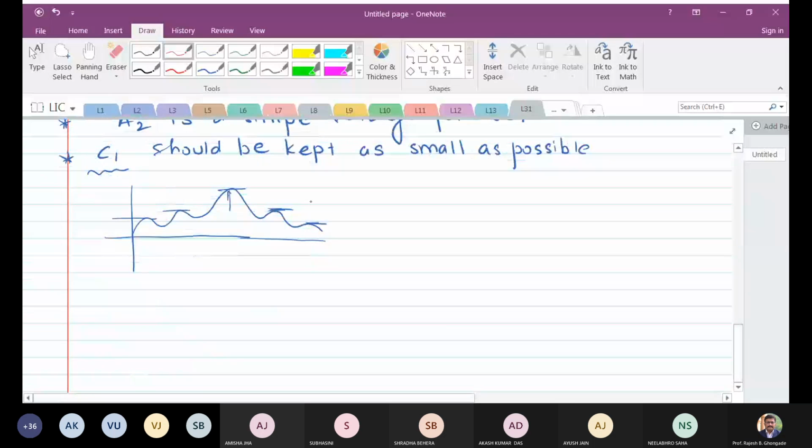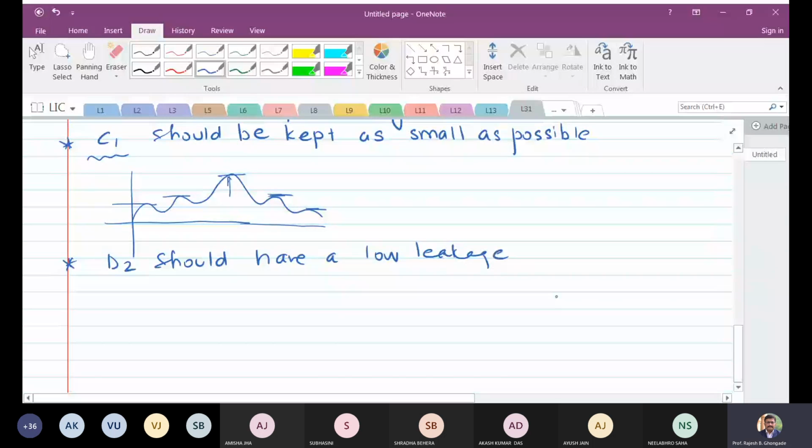So D2 should have a low leakage. Again, C1 should also have a very low leakage dielectric. Again, what is this low leakage dielectric?